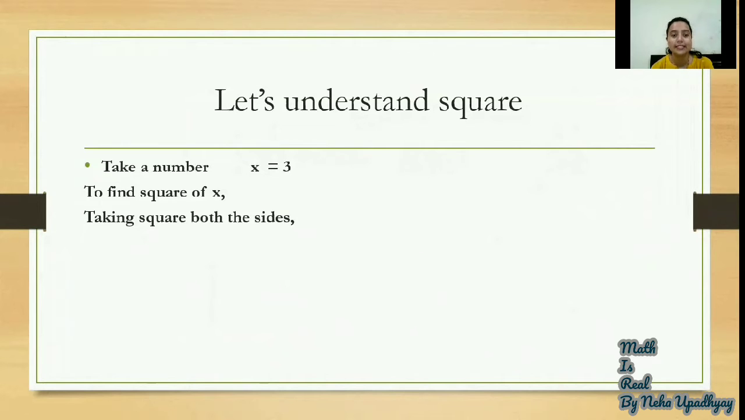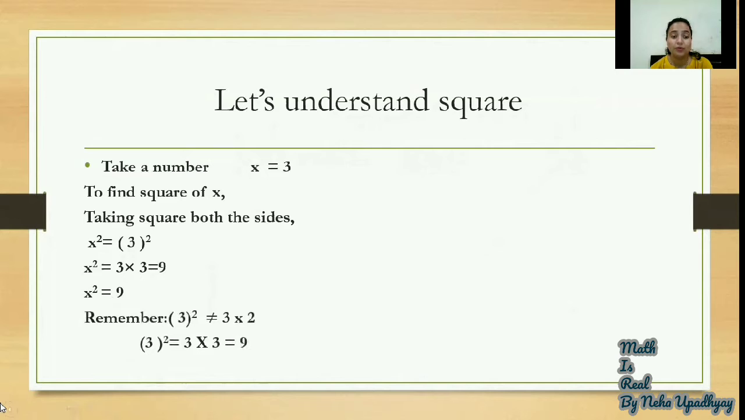How to take it? Let's see. This way. So this is the square of x and this is the square of 3. How will we find the value? See, square of 3 means 3 will be multiplied 2 times, twice. So 3 multiplied by 3 equals 9. x square is equal to 9. This way, we can find the value of squares.